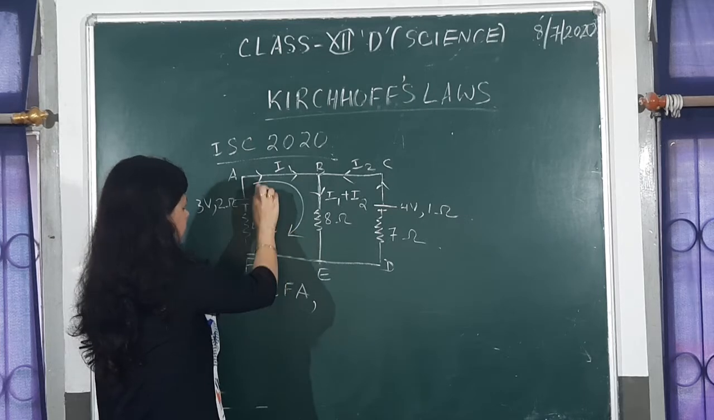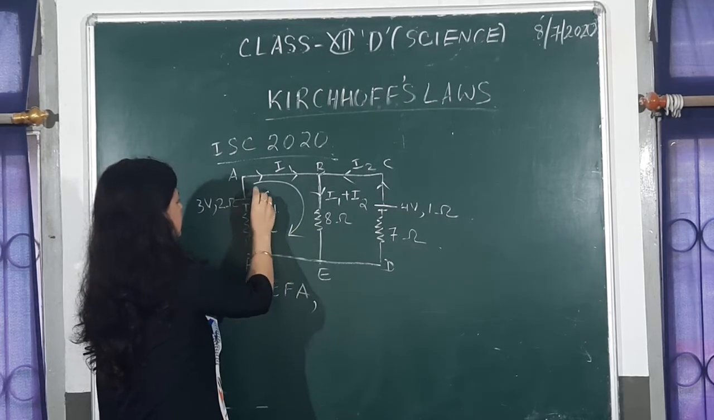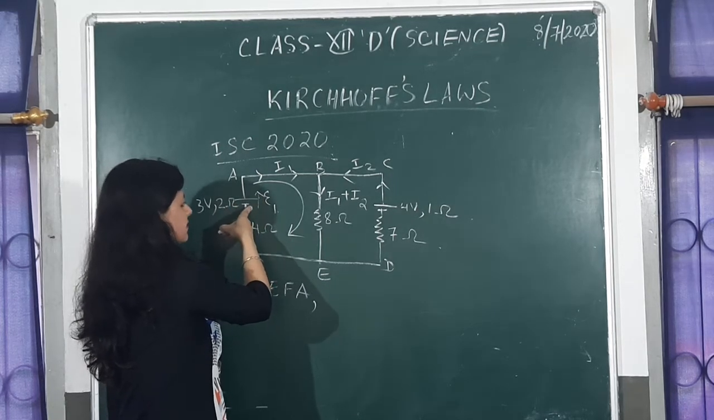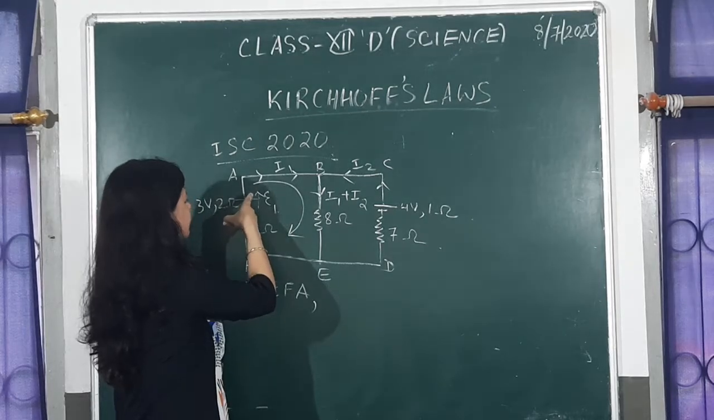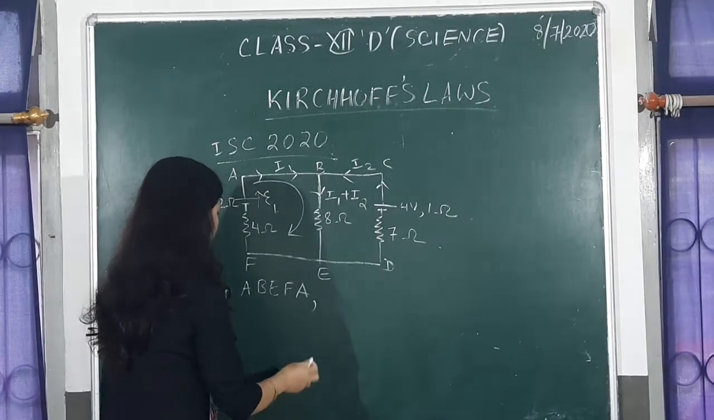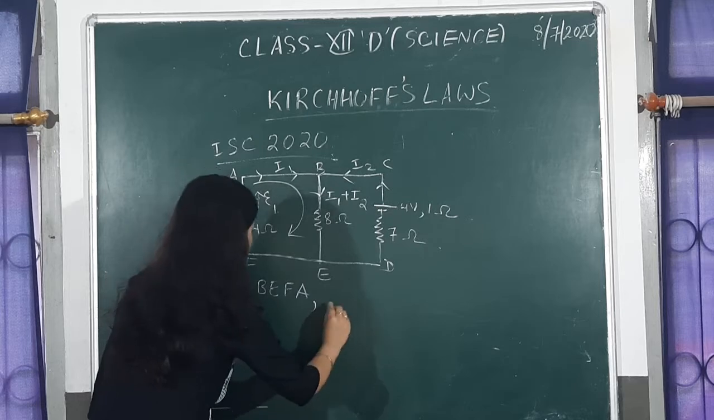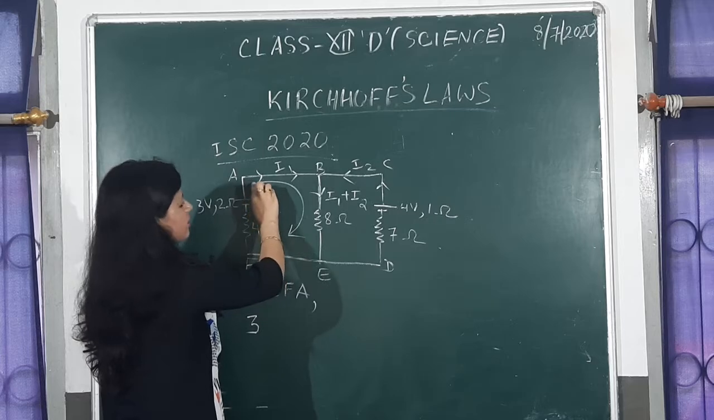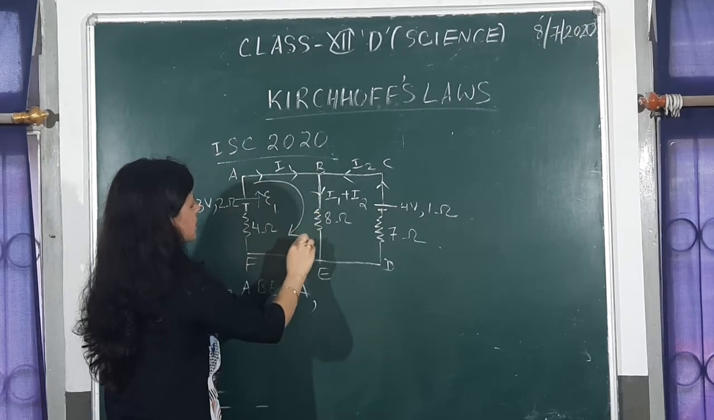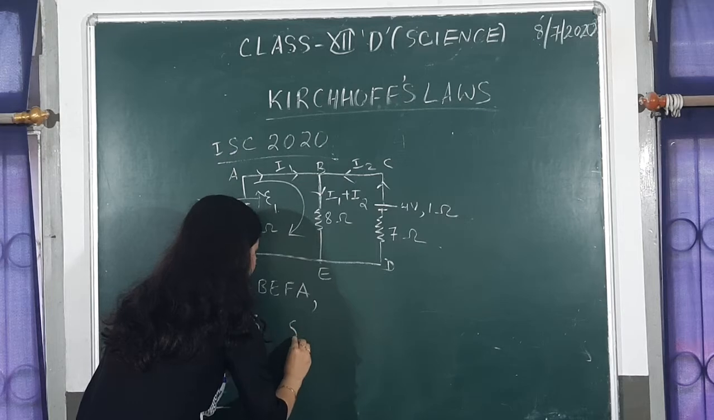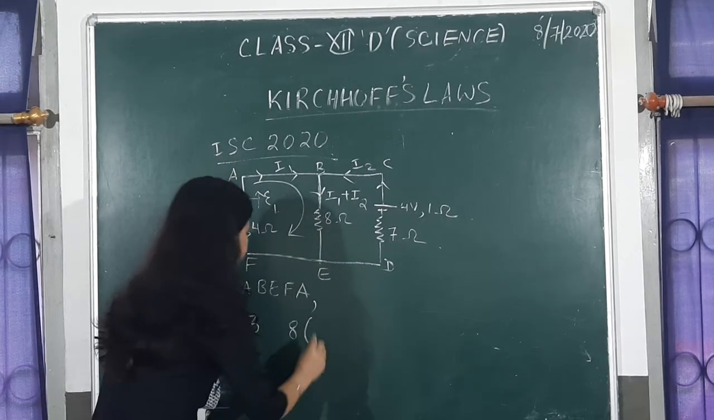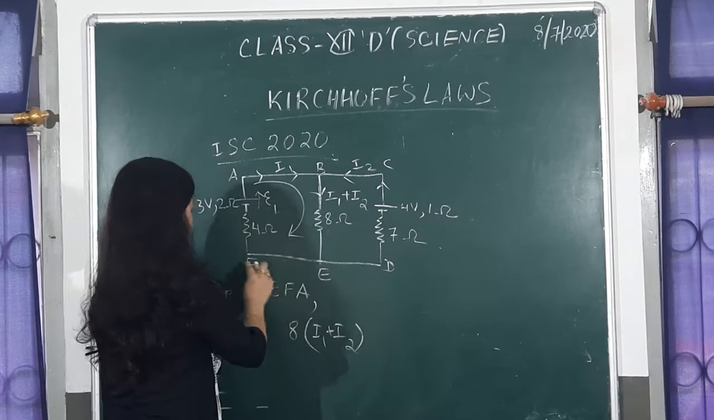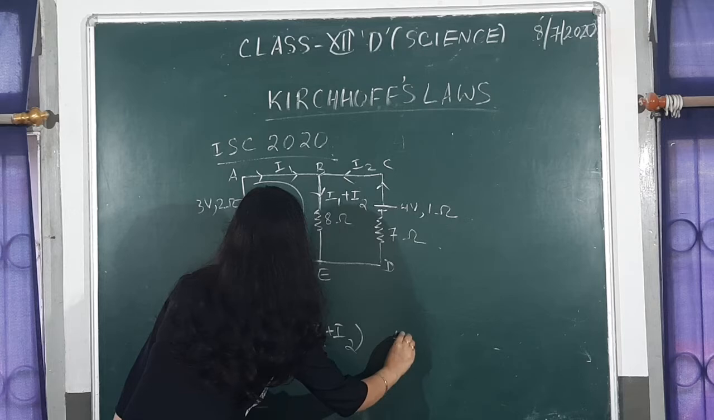Now as you are traversing the loop in a clockwise direction, when you are crossing the cell, the negative terminal comes first, followed by the positive. Potential is increasing here, so you are going to assign a plus sign here. So 3. Now the second potential drop will be because of this 8 ohm. I will just write 8 IR, right? I1 plus I2. And thirdly, 4.